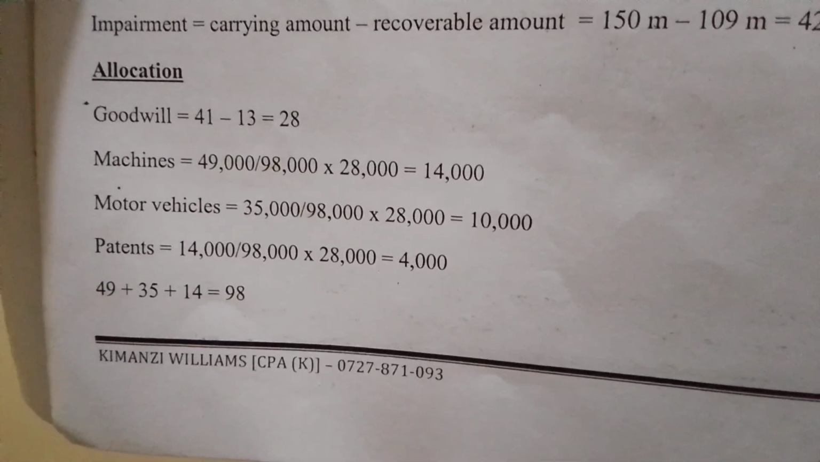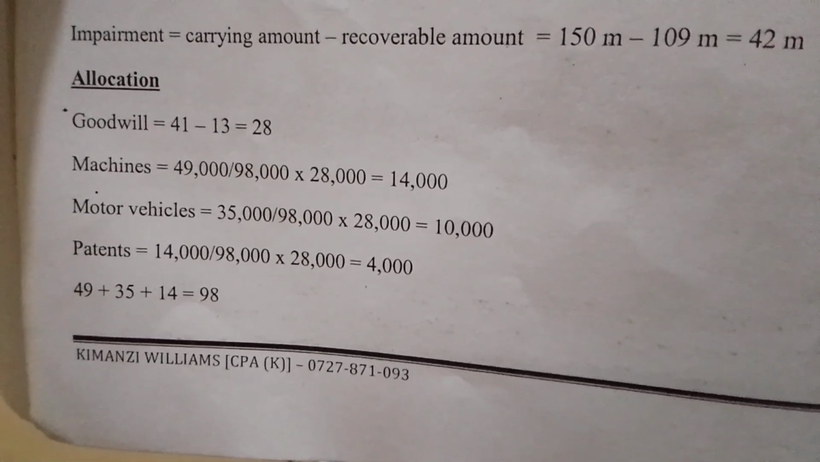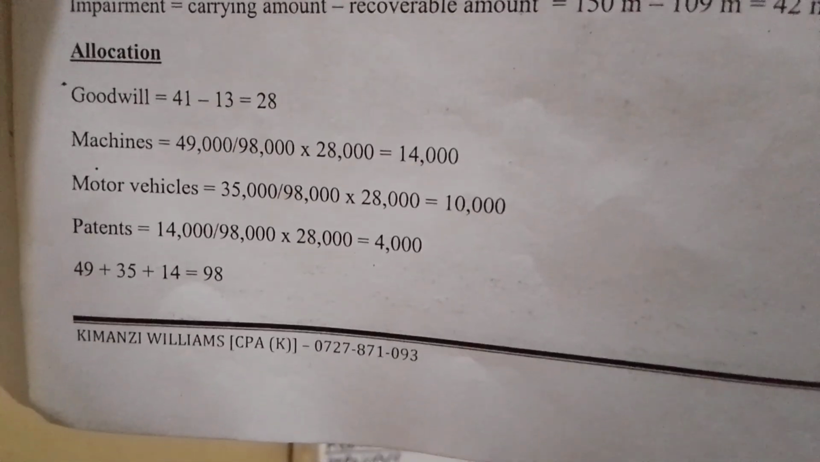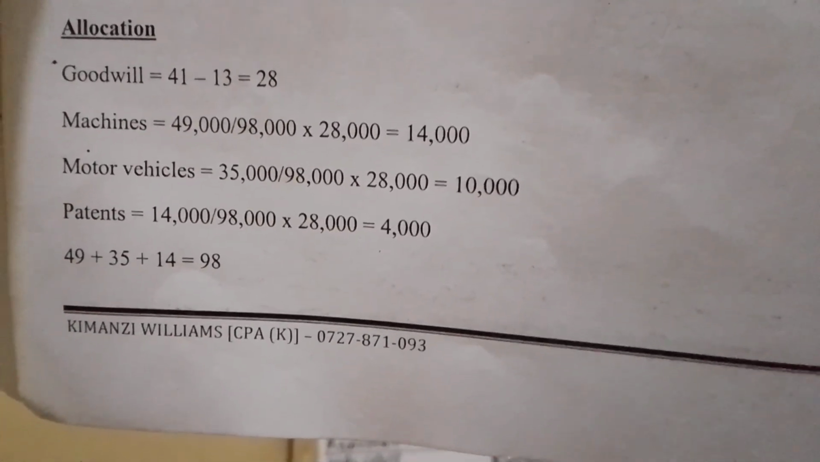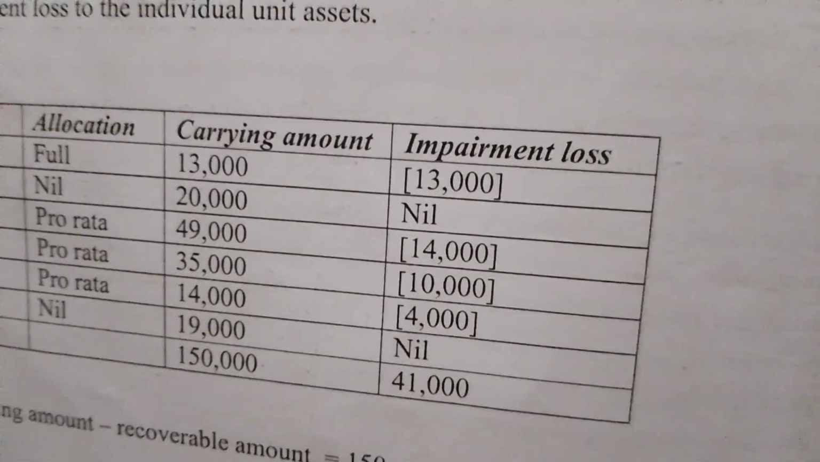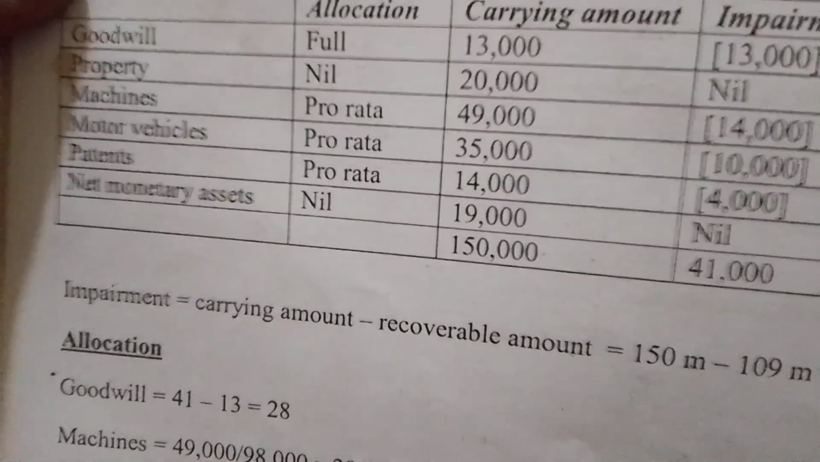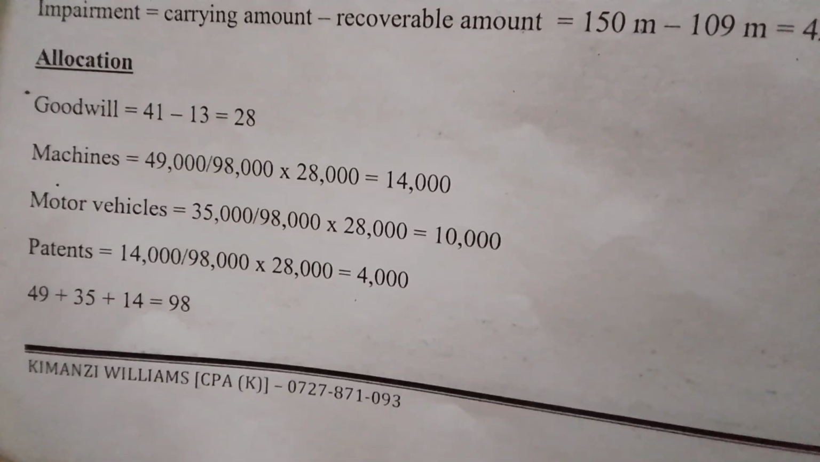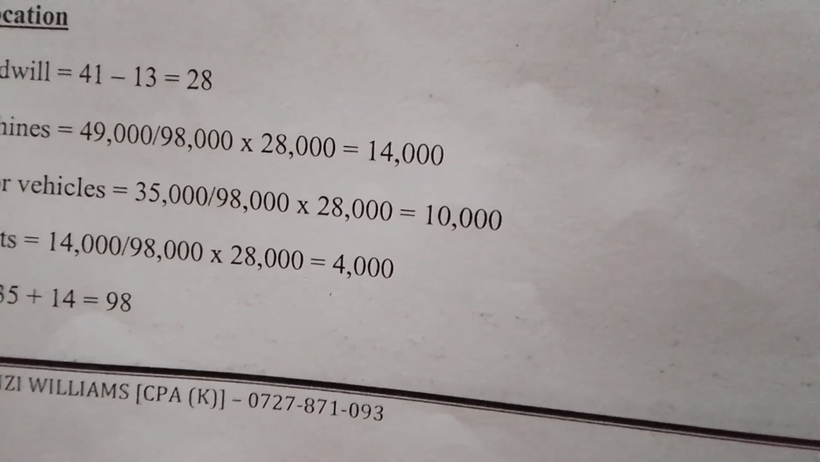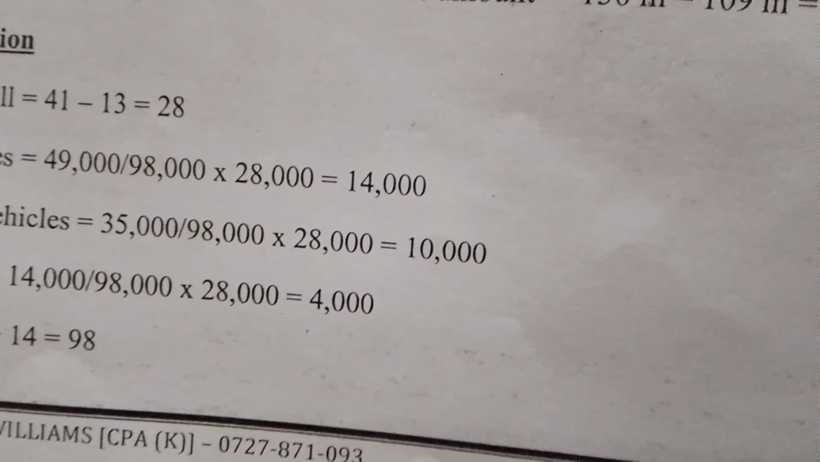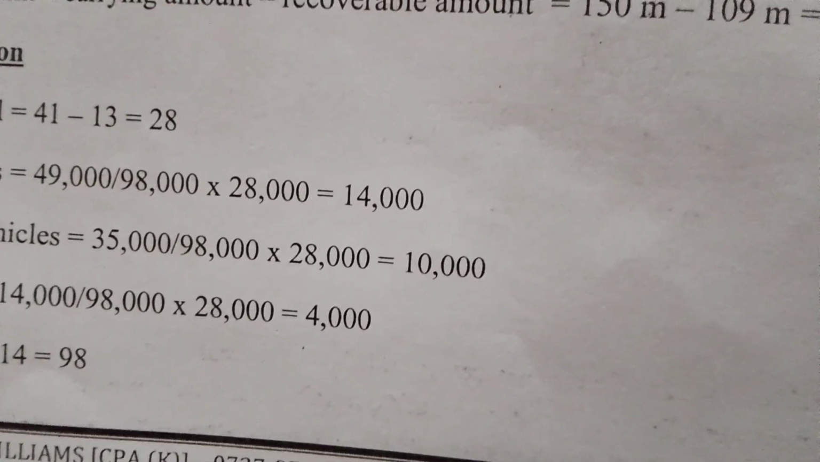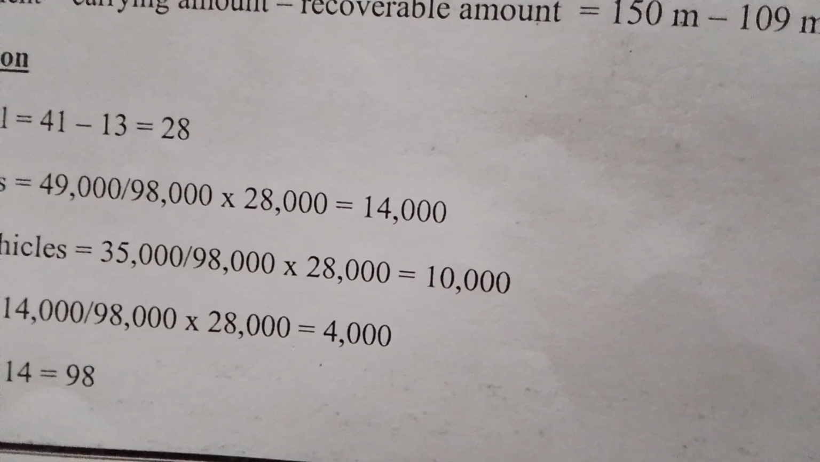See what you have done. Machines, you're using pro rata basis. 49, 35, 49, 35. Those numbers are the carrying amounts. See the carrying amounts there. If it is machines, why are you using 49? Because it is a carrying amount. Over, why are we dividing by 98? 98 is coming from 49 plus 35 plus 14, because you have machines, motor vehicles, and patents.